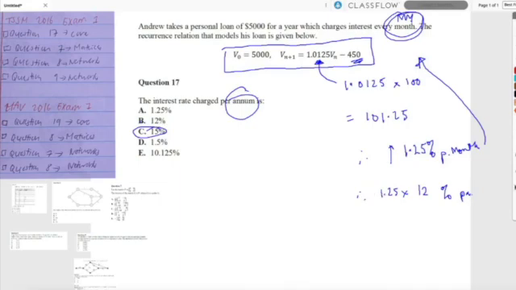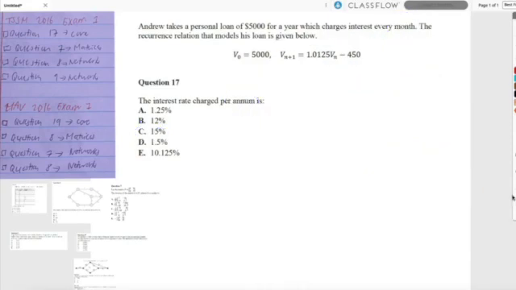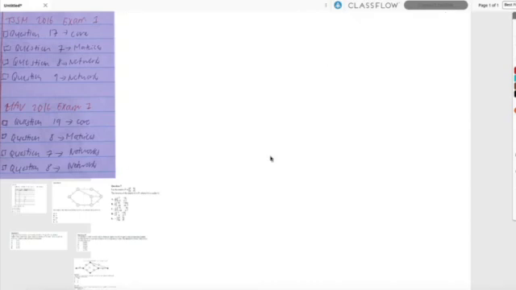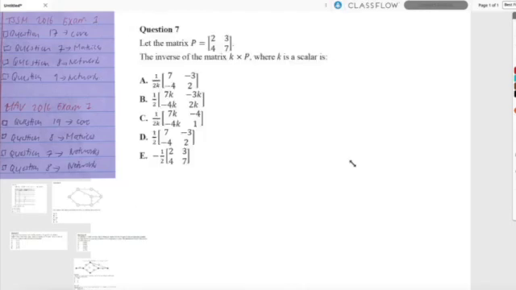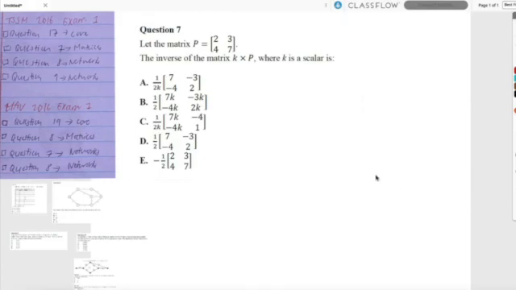I'm just moving on. I'm trying to make these quick so you can pause and whatnot if you're not sure. Delete. Next. Question 7, matrices. Here it is. Check it out. Pause if you need to pause and do it yourself. Let matrix P equal 2, 3, 4, 7. The inverse of matrix K times P, where K is scalar, is.